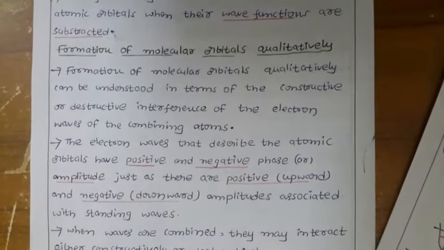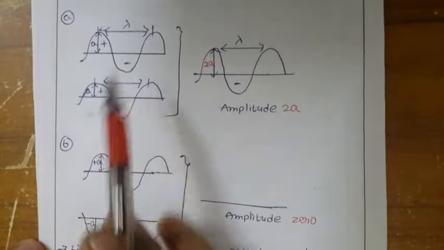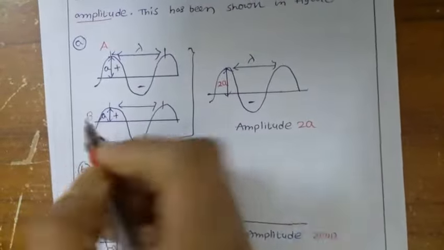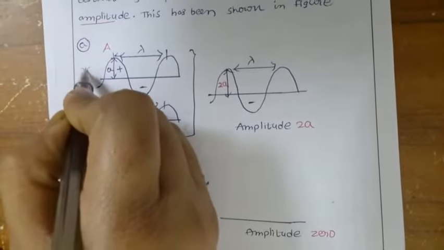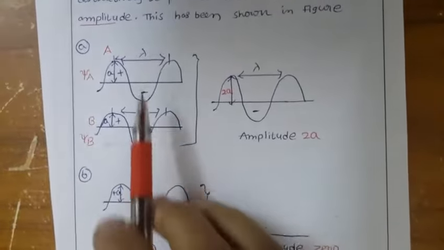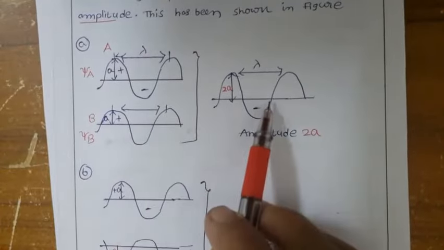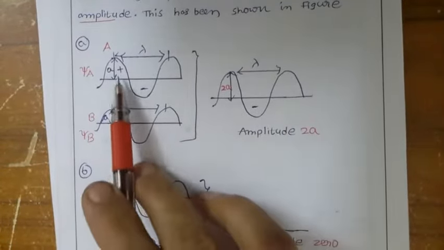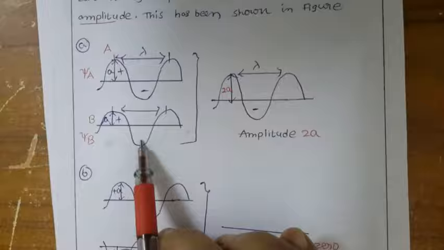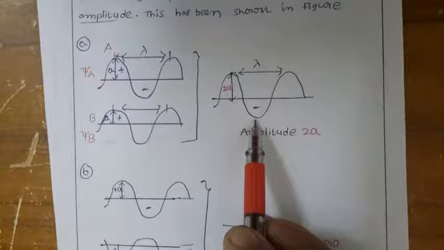What is the meaning of that? Here we have the orbital wave functions. Assume this is atom A and this is atom B. For atom A we have the orbital wave function psi A, and for atom B we have the orbital wave function psi B. What happens when they combine together? Constructive interference happens, and their amplitude is increased. Psi A overlaps with A, positive overlapping with positive, so the amplitude increases. This is called constructive interference.